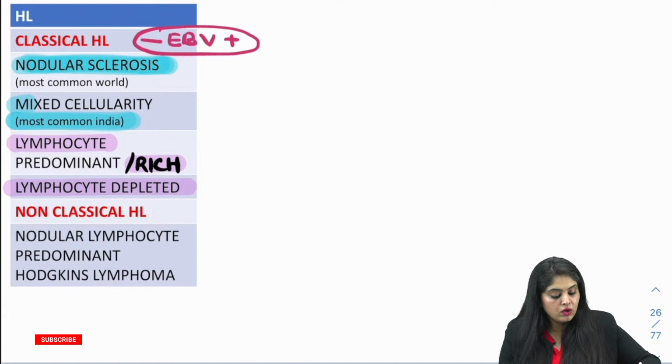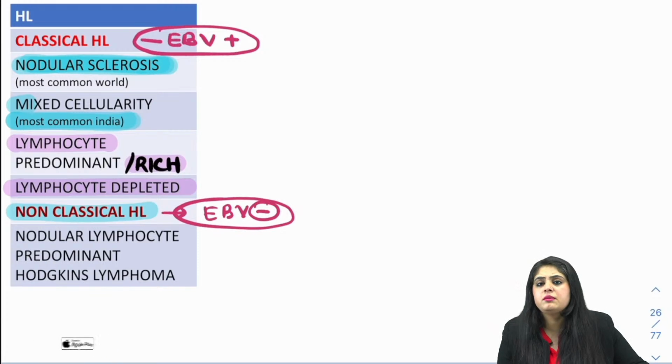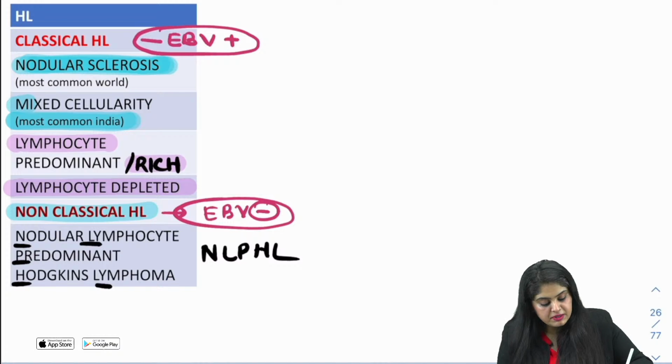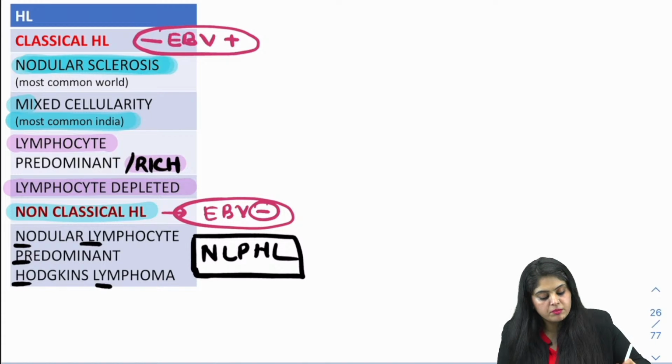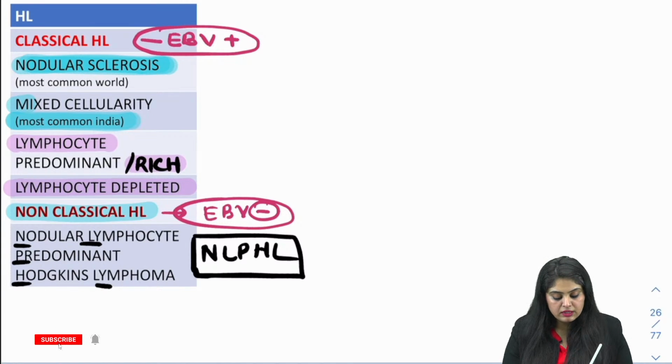What comes in the non-classical one? The non-classical one means there is no association with Epstein-Barr virus: NLPHL. Only one comes. What is this? What did I just say? NLPHL means nodular lymphocyte predominant Hodgkin's lymphoma, the only non-classical one. Names we have learned. Now I'm going to tell you the last part.